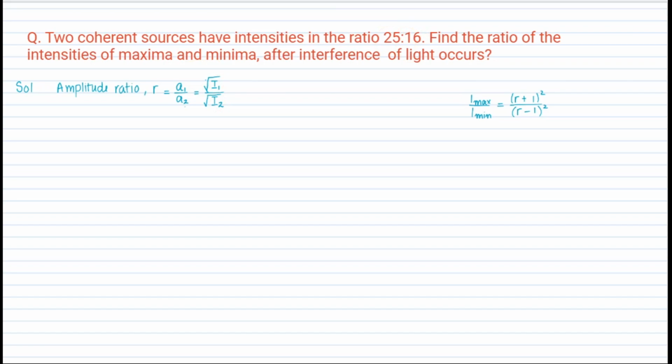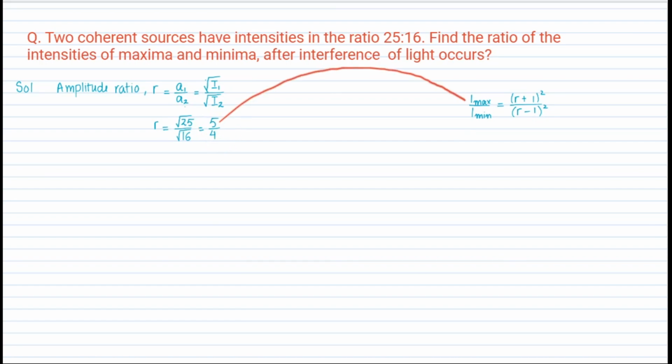So what is the value of R? R equals the square root of 25 by root over 16. 25 square root is 5, 16 square root is 4. So the amplitude ratio is 5 by 4. Fine.